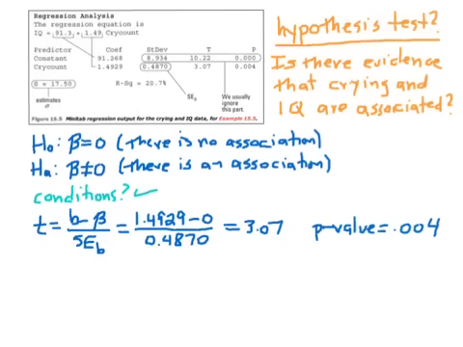Well, what if you want to do a hypothesis test? The question you would think about here is, is there evidence that crying and IQ are associated or correlated or related in some way? Before we do that, I want you to think about one thing. What if this was not true? What if crying and IQ had nothing to do with each other? Well, in that case, the scatter plot would just look like a bunch of random points all over the place.